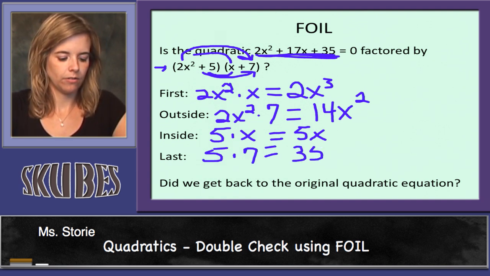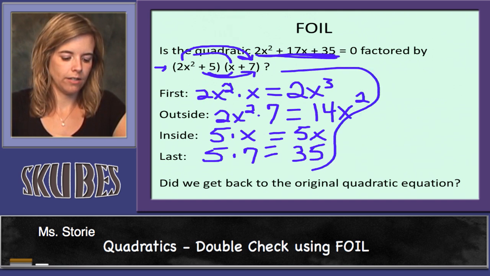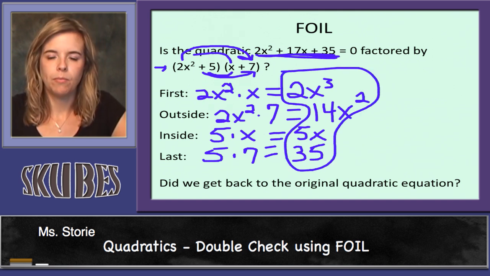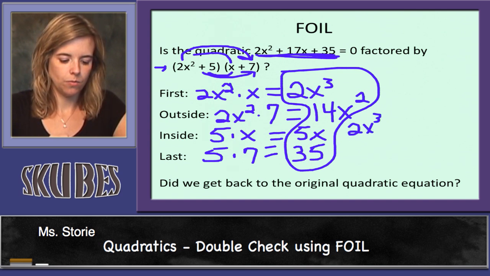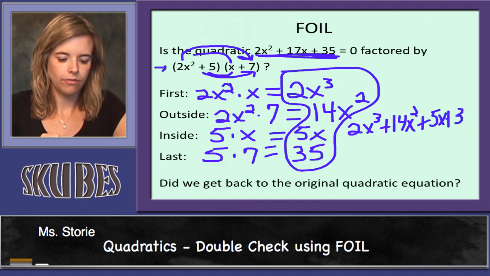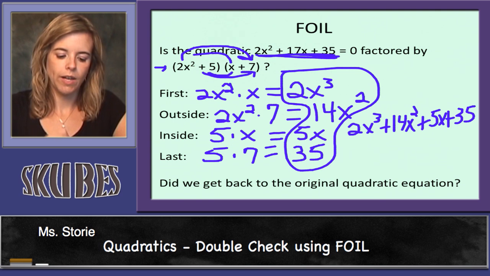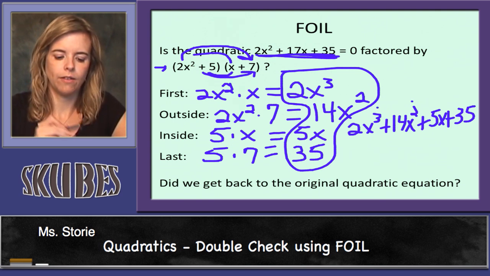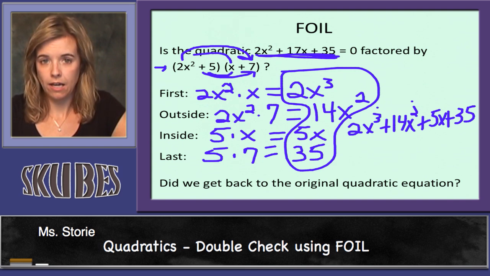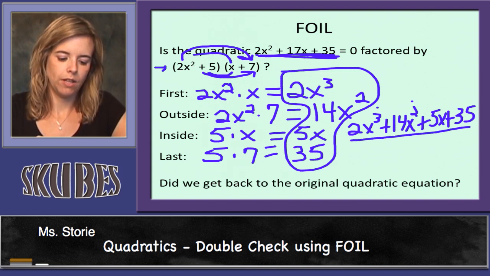So that's 35. Now remember, you're going to take all the answers that you had right here and recopy them into one long problem. So you've got 2x cubed plus 14x squared plus 5x plus 35. Do we have any like terms on this one? We have a cubic, we have a squared, and then we have to the first power. No like terms, we can't combine anything, so this would be the answer.